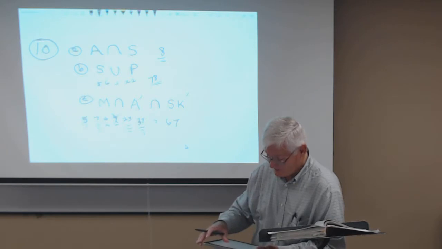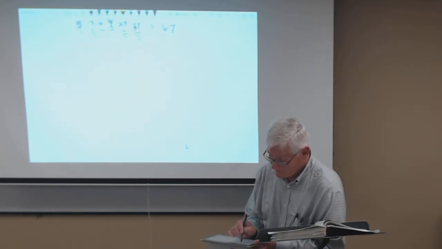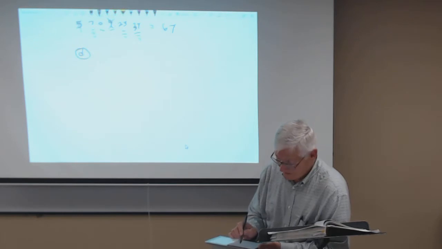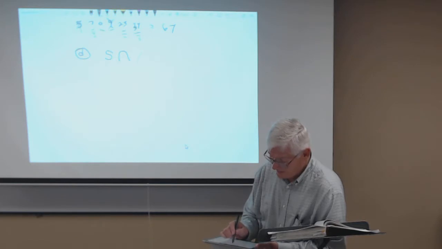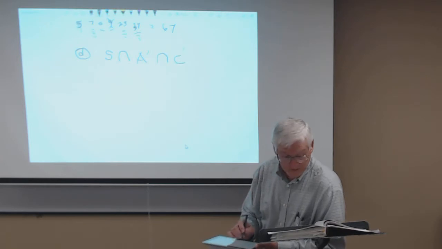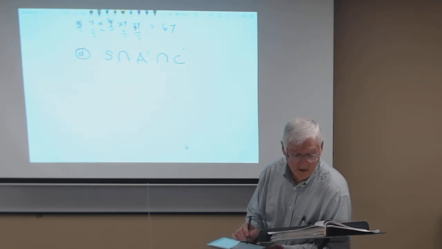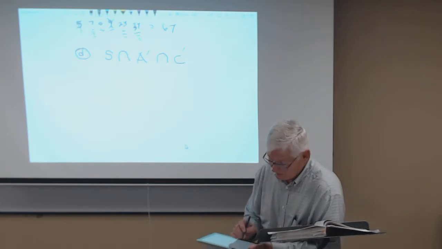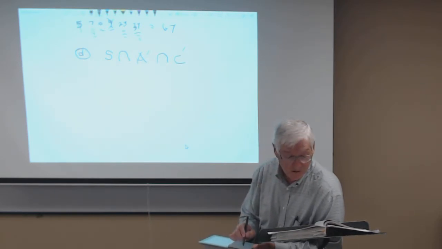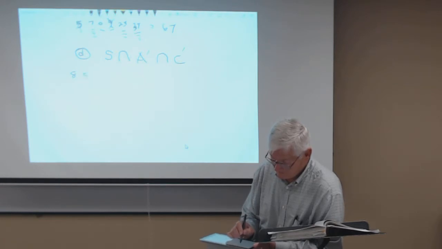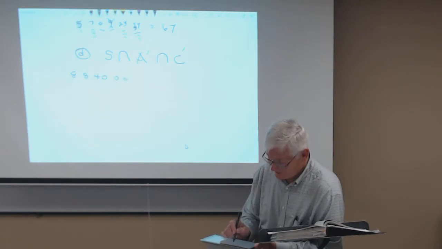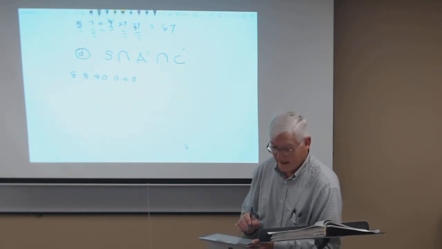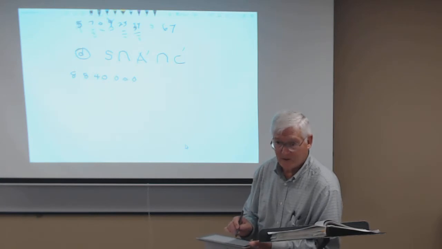Let's do 10D. S intersect A complement intersect C complement. Okay, where's S? What are the numbers in S? Look at the S row. And what are the numbers in S? 8, 40. See that row? And then 0, 0, 0. Everybody follow that? That's row S. Everybody see where I'm getting those numbers for row S?